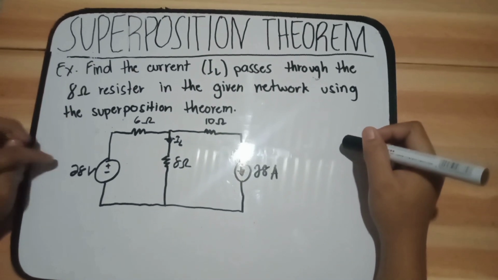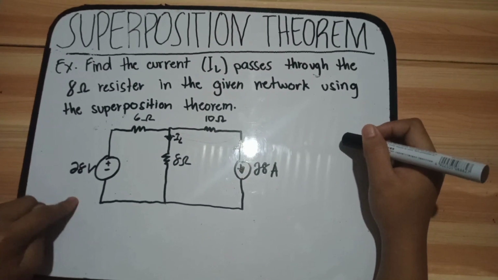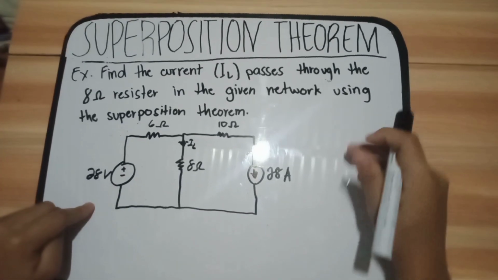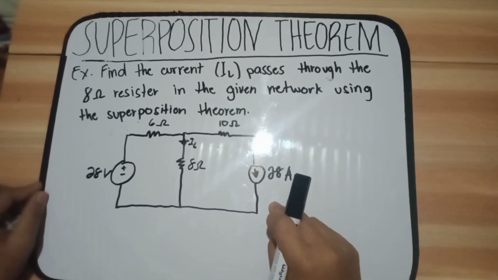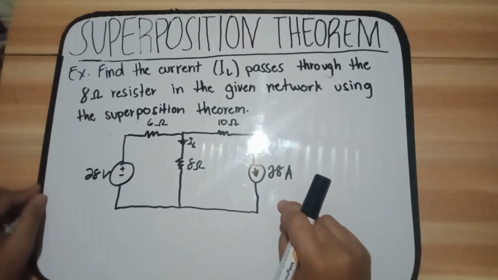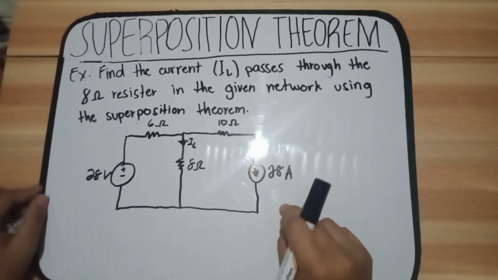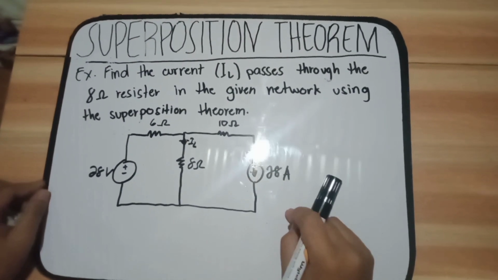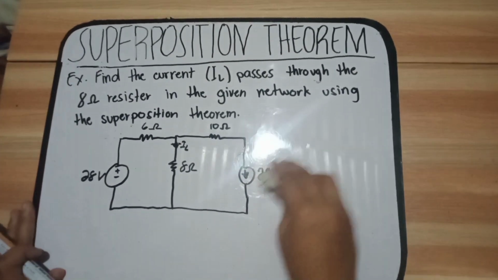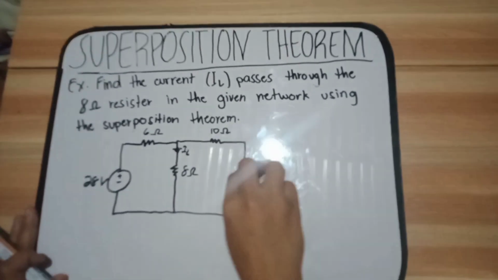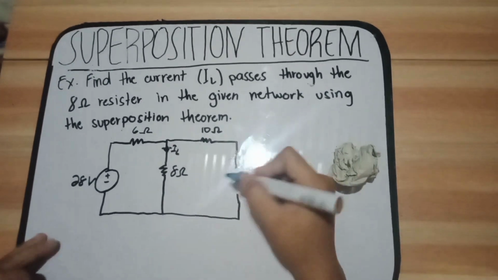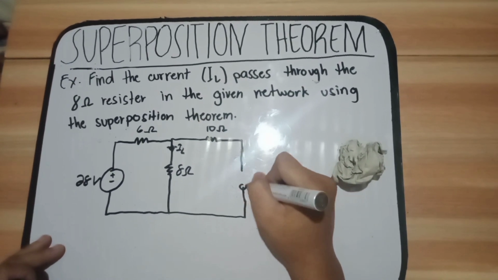Now, we consider the 28 volt source is present in the network. So, we need to remove the current source by open circuit terminals. As here, we consider the current source as an ideal current source, so we need not connect the internal resistance. We need to open this current source. So, magiging ganito ang itsura niya.